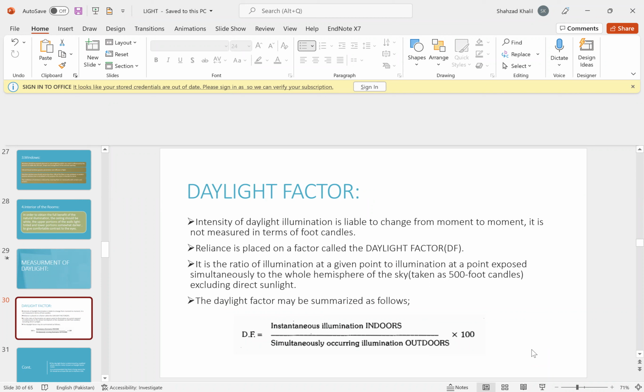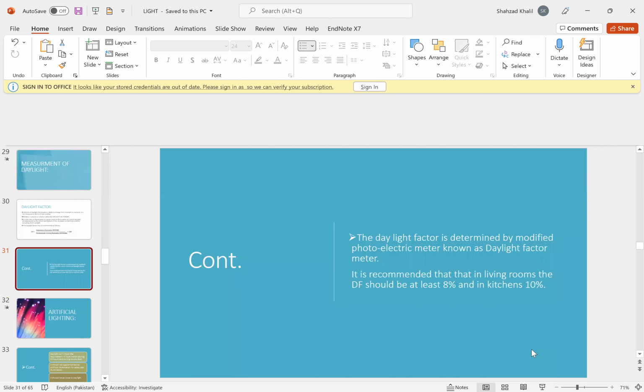The daylight factor may be summarized as follows: DF is equal to instantaneous illumination indoors divided by simultaneously occurring illumination outdoors, multiplied by 100. The daylight factor is determined by a modified photoelectric meter known as a daylight factor meter. It is recommended that in living rooms, the DF should be at least 8% and in kitchens 10%.